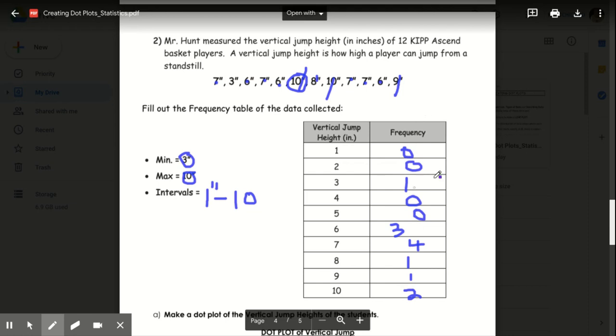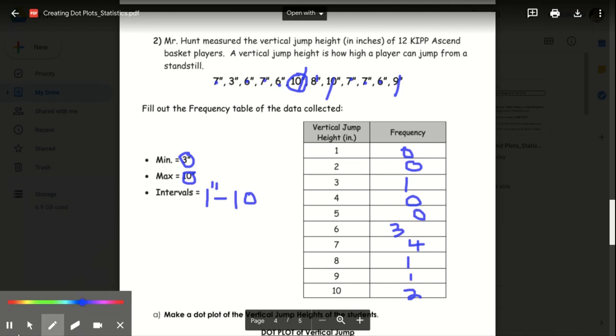So this frequency is telling you how many times this number shows up. How many times did you see a kid jump 6 inches? I saw that 3 times. So this also relates to how many dots you're going to have for 6. Under 6, I'm going to have 3 dots. Under 5, no dots. Under 10, 2 dots.